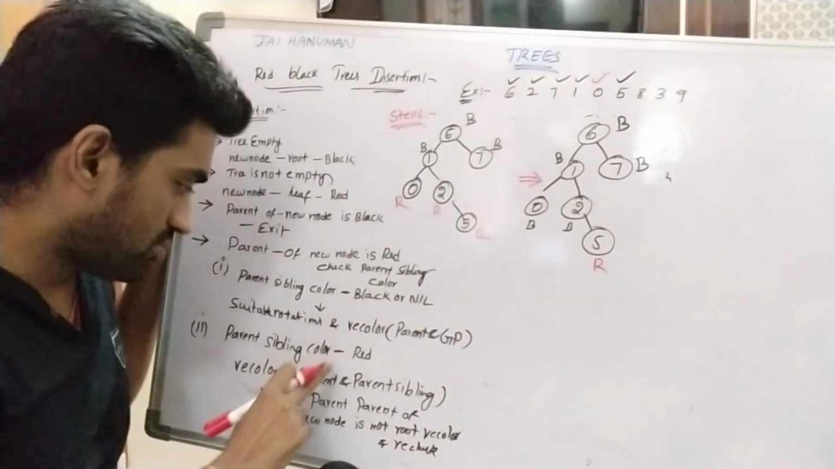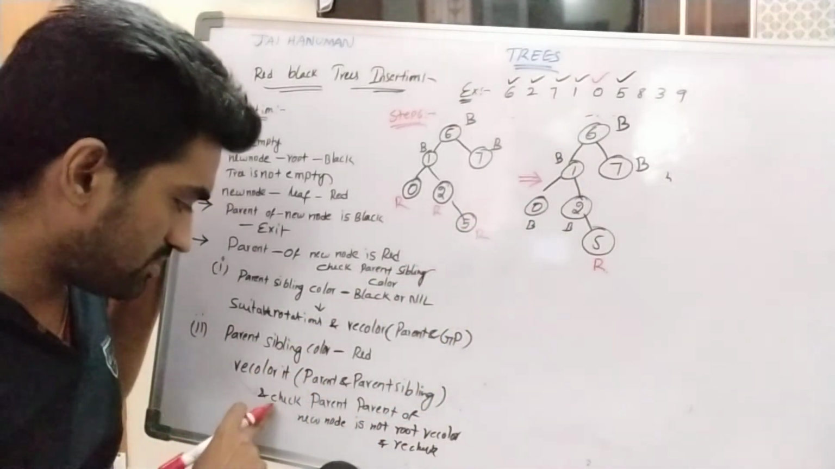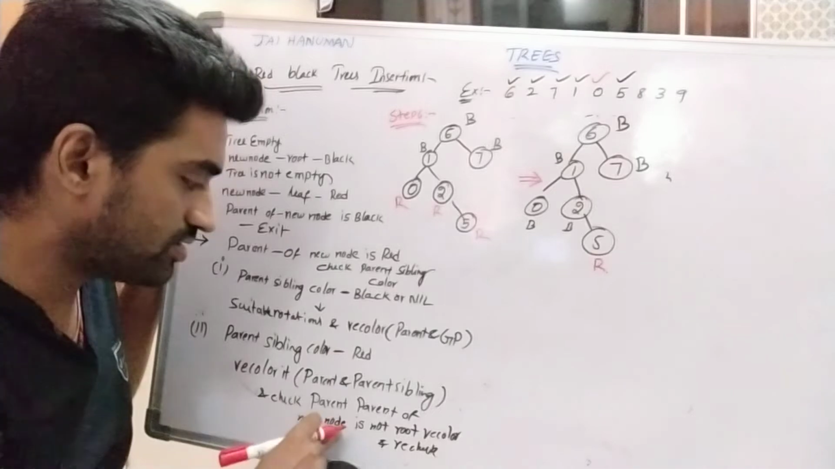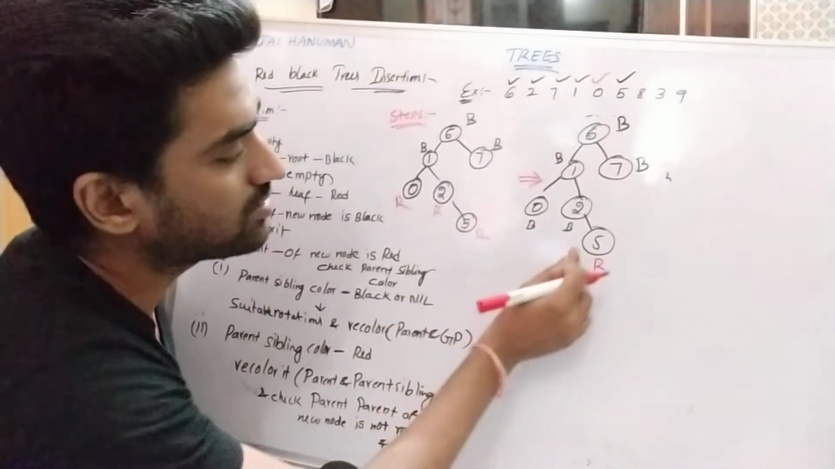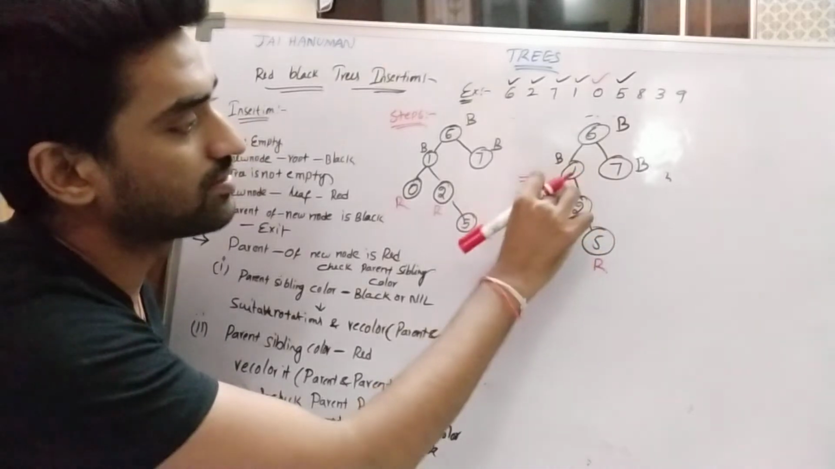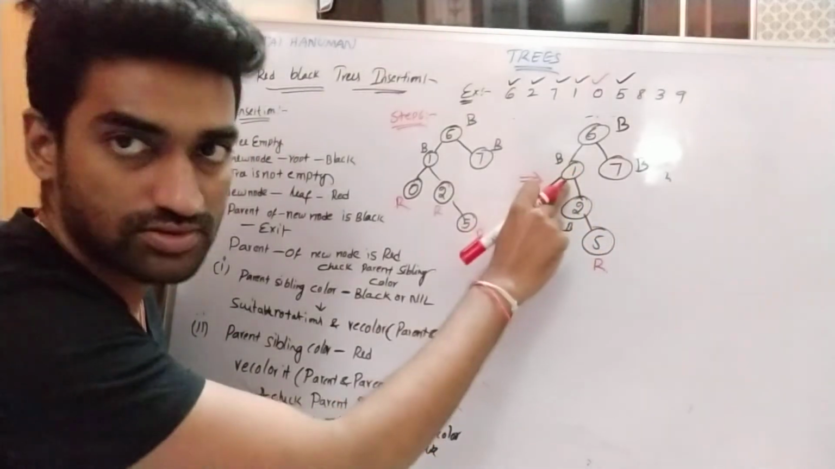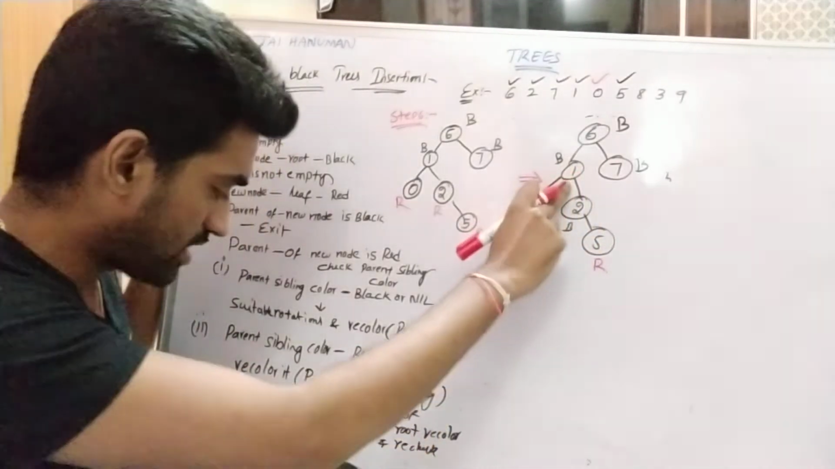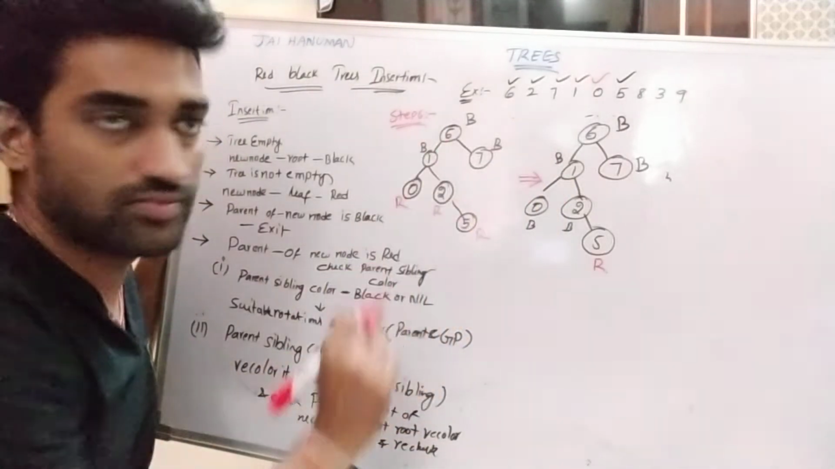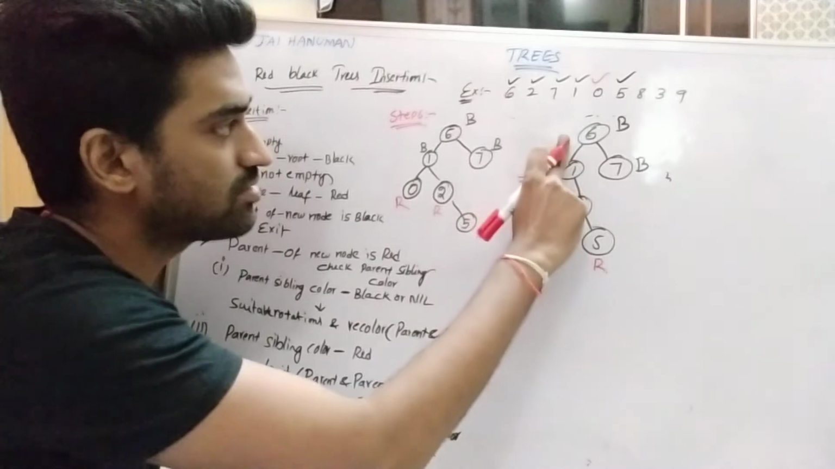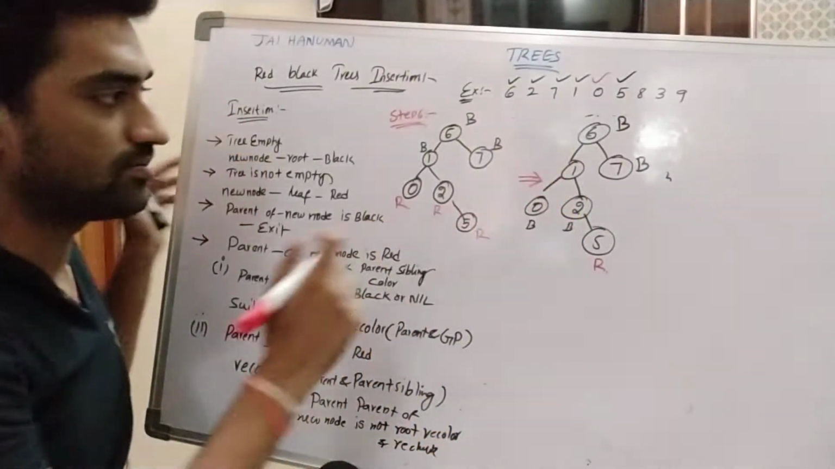So the recoloring operation is completed. Then check whether the parent of the parent of the new node is a root. So the parent of the parent is not a root, so that's why we can recolor it. Again we can recolor. So this can be recolored.